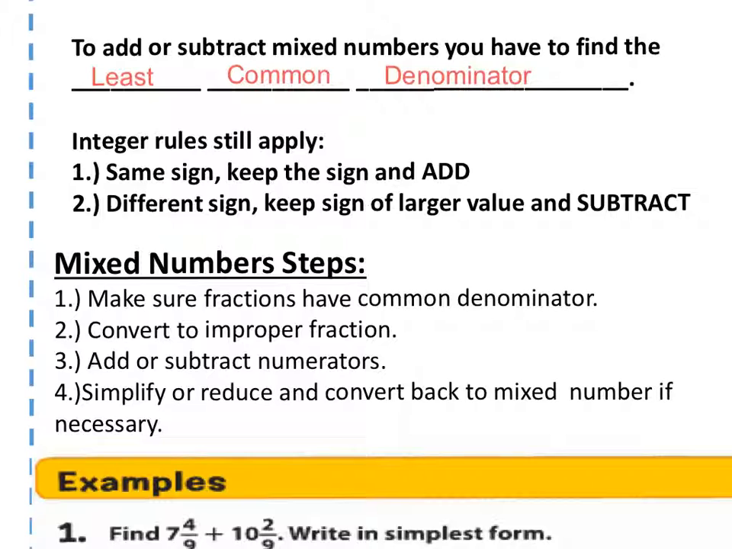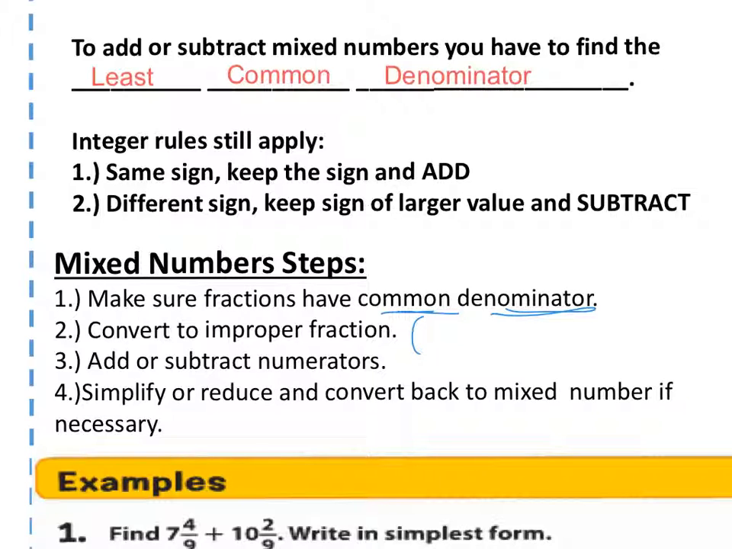Here are some steps to follow as you solve mixed numbers. Step number 1, make sure that the fractions have a common denominator. In other words, they have to have the same number on the bottom part of the fraction. Step 2, convert to improper fractions, or, as we also discussed in class today, you may use the borrowing method.